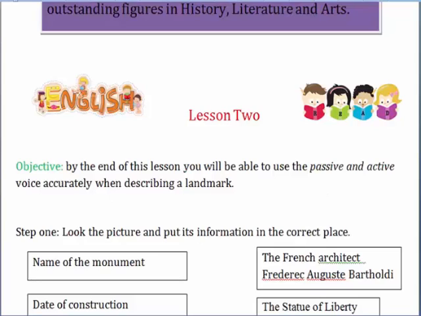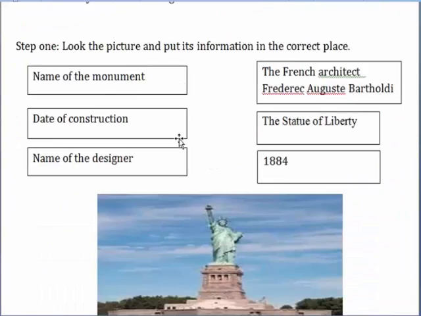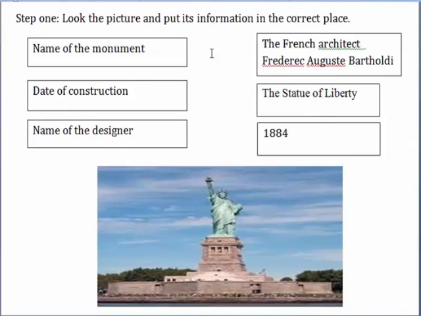So look at this picture here and match each piece of information with the correct box. Name of the monument. What do you think? So we have name of the monument, date of construction, name of the designer. We have already met these terms. We have the French architect Frédéric Auguste Bartholdi, the Statue of Liberty, 1884.